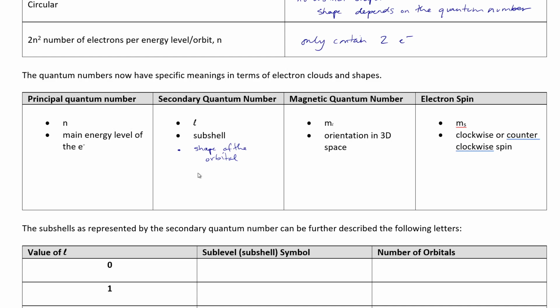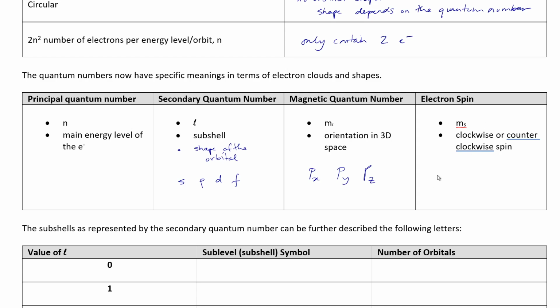Okay, and remember that means that L represents either S, P, D, F, in fact. We haven't gotten to F yet, but that's the next one. Magnetic quantum number is M sub L, and that's its orientation in 3D space. So for example, the P has 3 possible M sub L numbers because there's the orientation along the x-axis, the orientation along the y-axis, and there's the orientation along the z-axis.